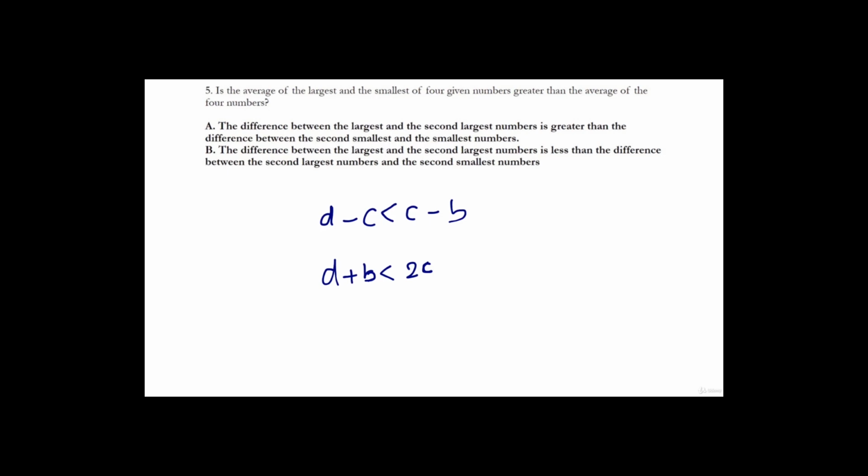Now D plus B means the sum of the largest number and the second smallest number is less than 2C, and we don't have anything about A, which means from statement B we do not get any answer. So in this question statement A alone gives the answer, so we have to mark that particular option.